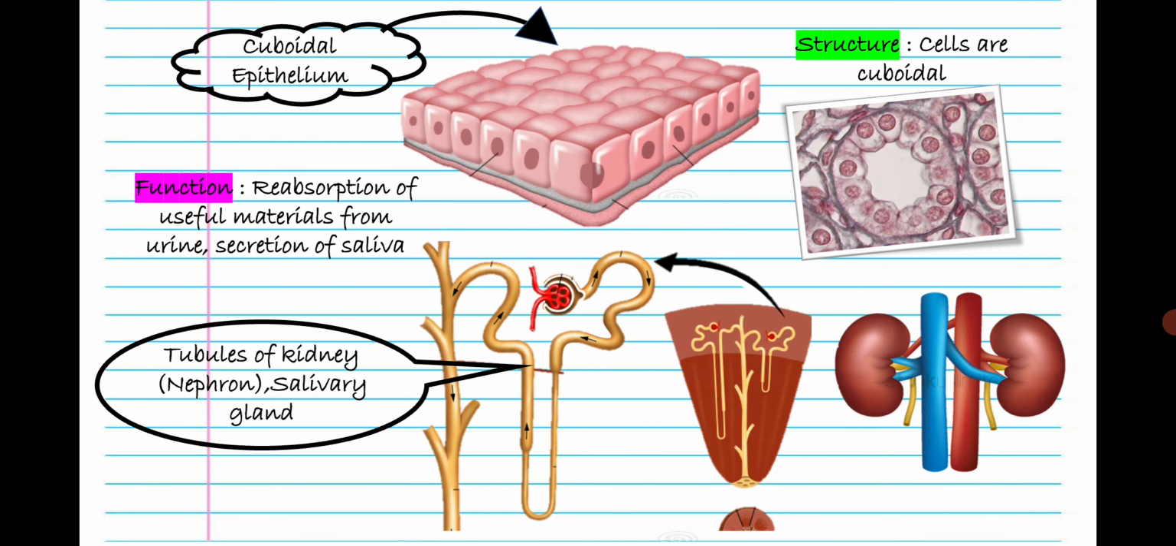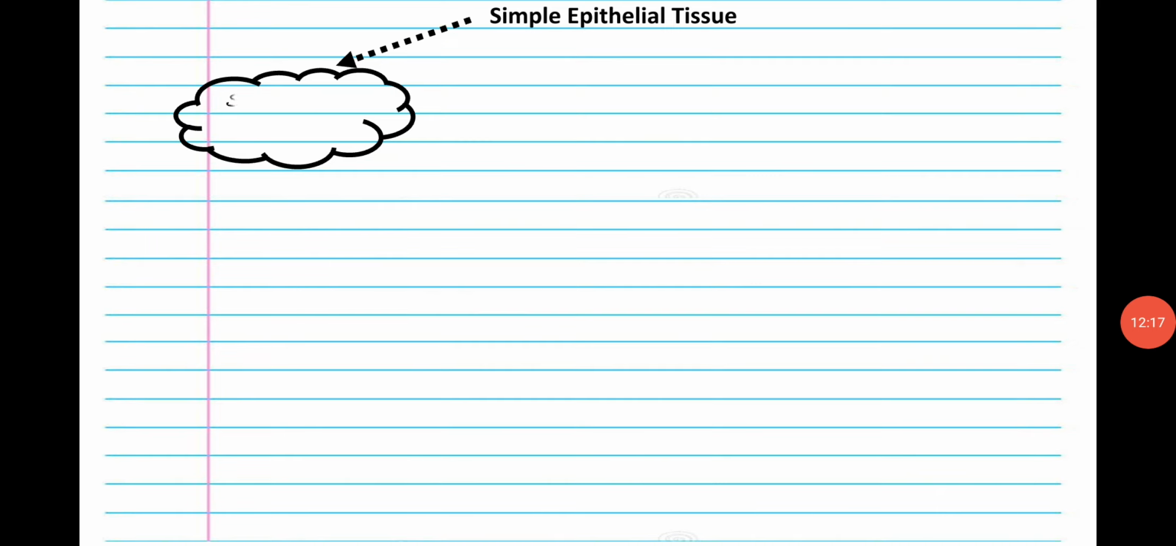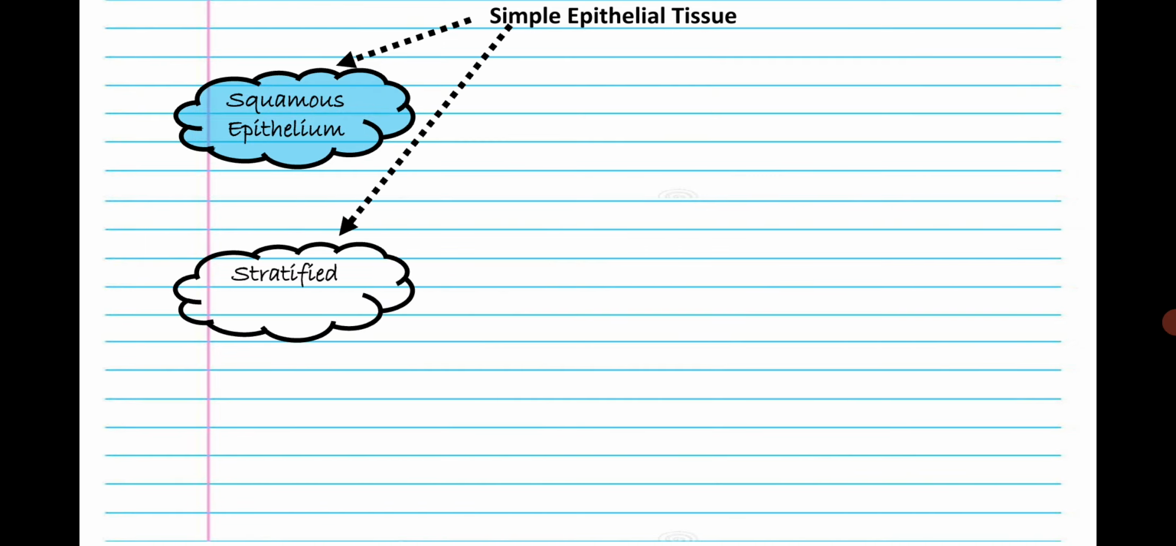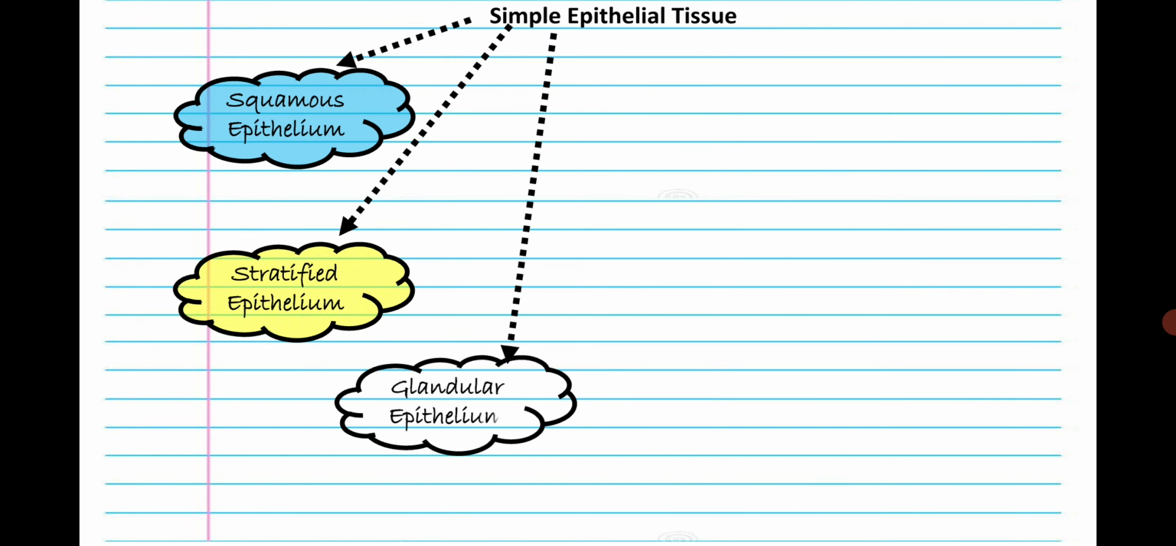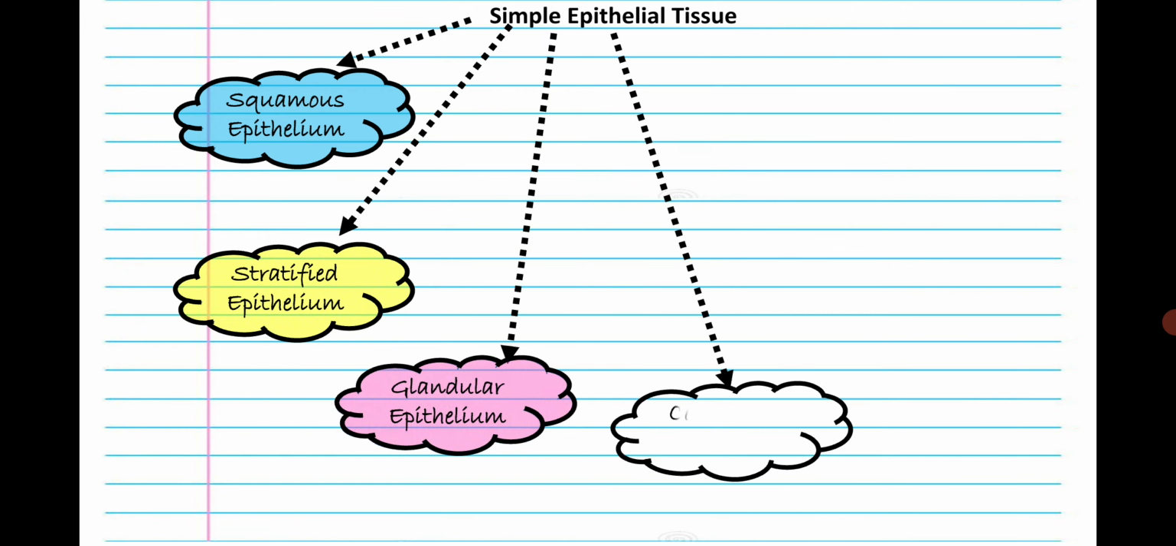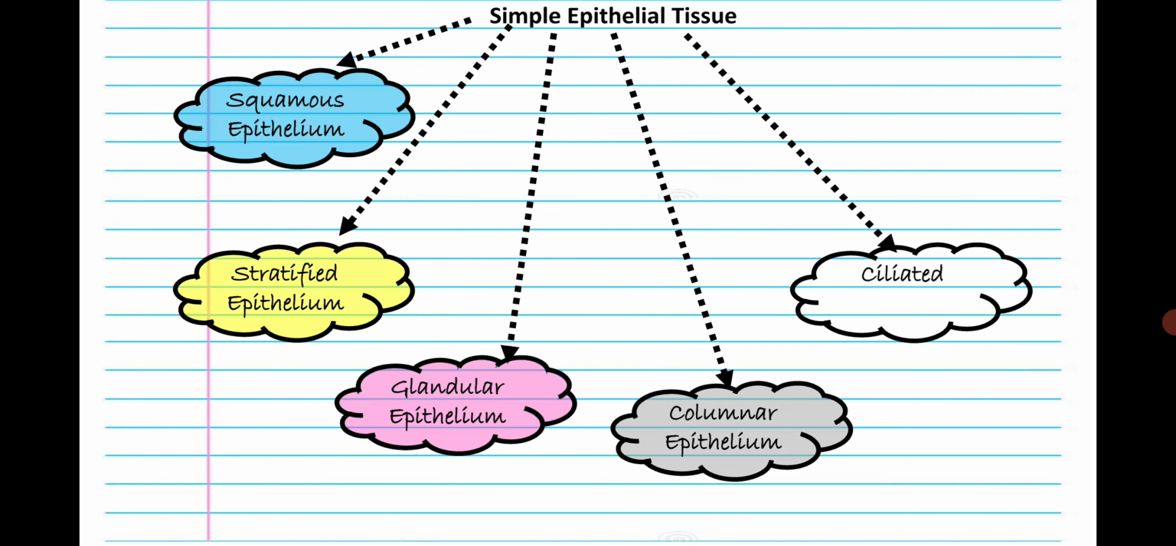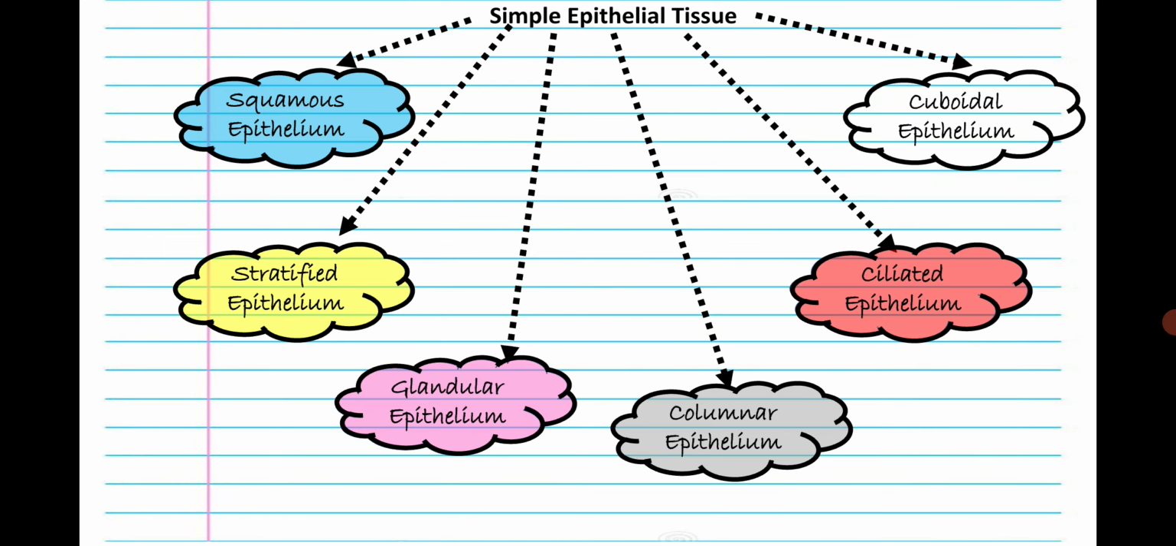So today we have discussed 6 types of simple epithelium tissues which are present in animals: squamous epithelium, stratified epithelium, glandular epithelium, columnar epithelium, ciliated columnar epithelium, and cuboidal epithelium tissue.